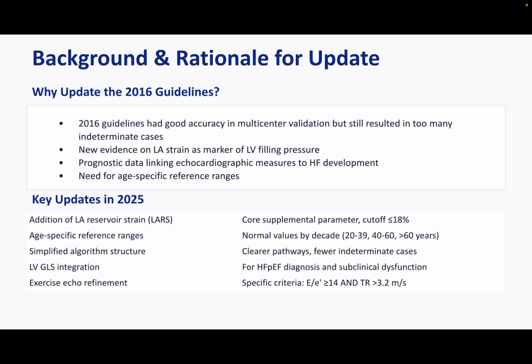The 5 key updates in the 2025 guidelines: LA reservoir strain added as a core supplemental parameter, cutoff less than or equal to 18%; age-specific reference ranges by decade for all major parameters; a simplified algorithm with a clear decision tree and fewer indeterminate outcomes; LV global longitudinal strain integrated for heart failure with preserved EF diagnosis and subclinical dysfunction; and exercise echo criteria refined, with E to E prime greater than 14 and TR greater than 3.2 required for a positive diagnosis of heart failure with preserved EF.